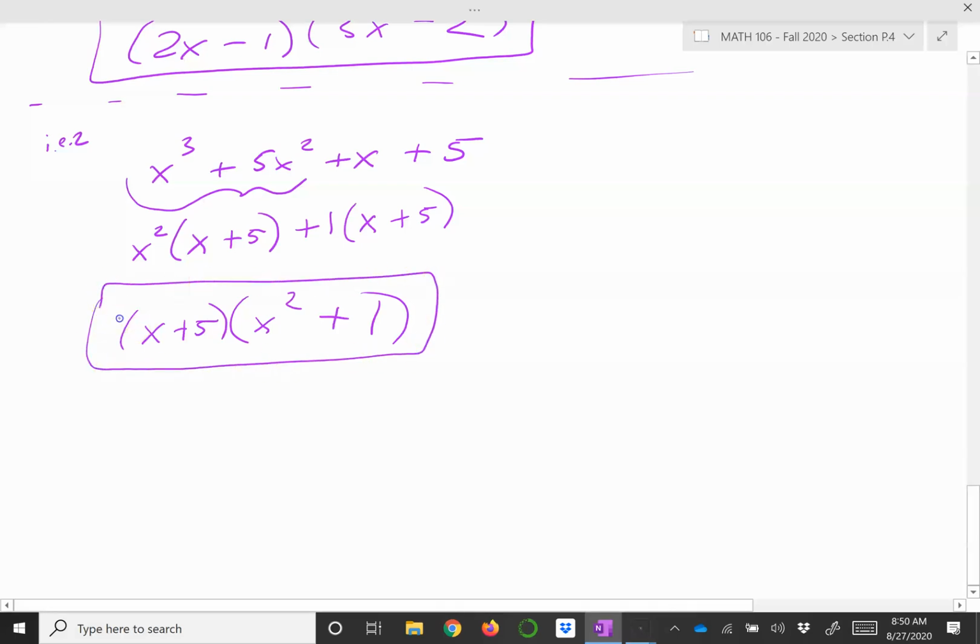Okay. So just be careful for those 1s. You don't want to lose it.